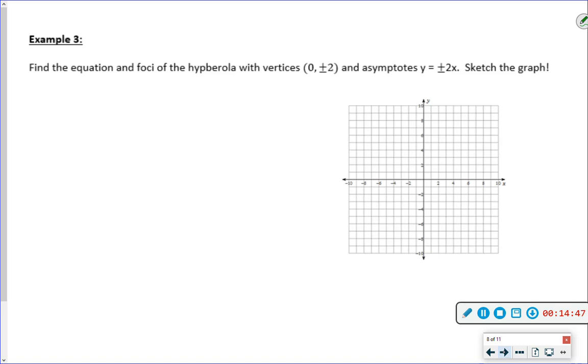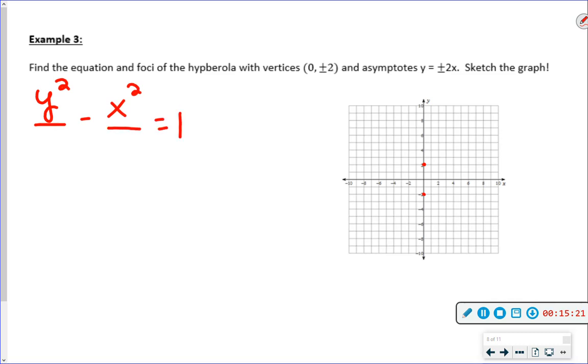Find the equation and foci. Here we got a graph grid, and they want us to graph it, clearly, with the vertices at (0, 2) and (0, -2). I'm going to start with that. And your asymptotes. Now, that is important, the asymptotes. But first, knowing that my vertices are at (0, 2) and (0, -2), does this open horizontally or vertically? Vertically. So I know y squared comes first. So I can kind of set it up a little bit.